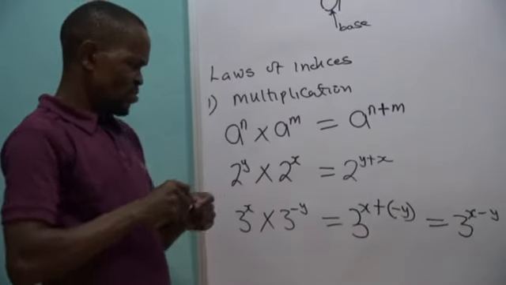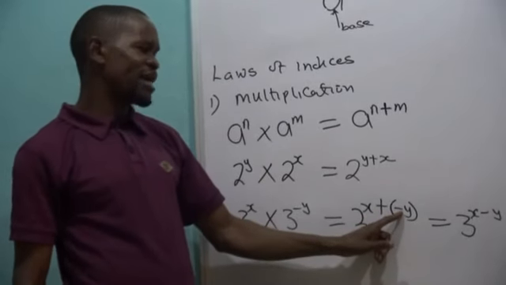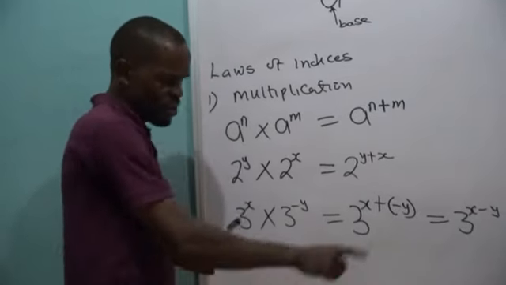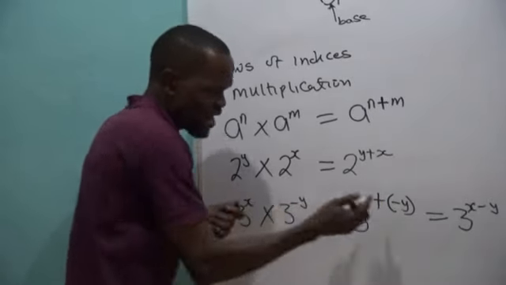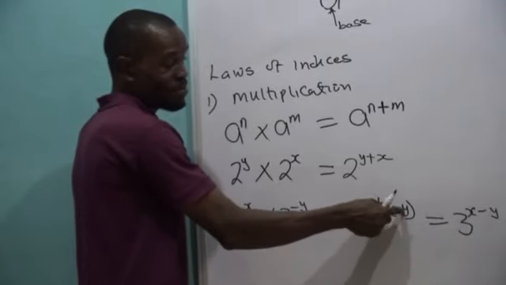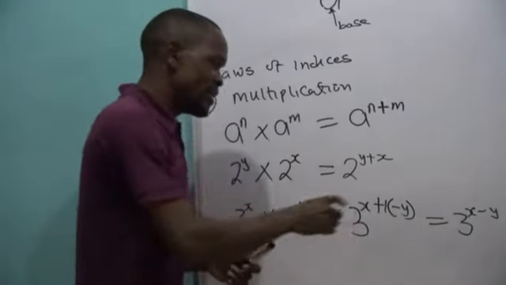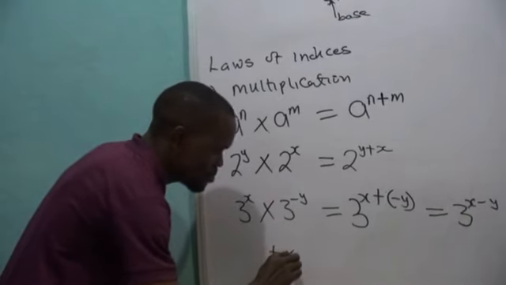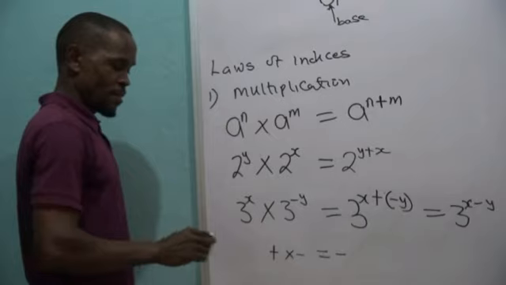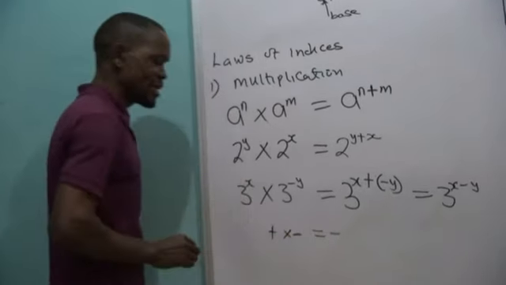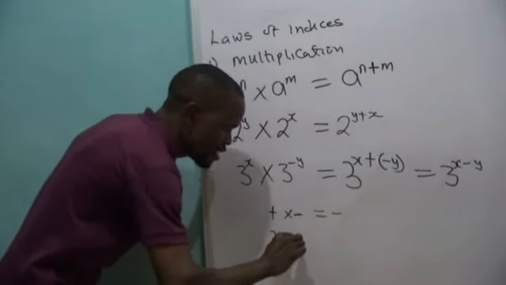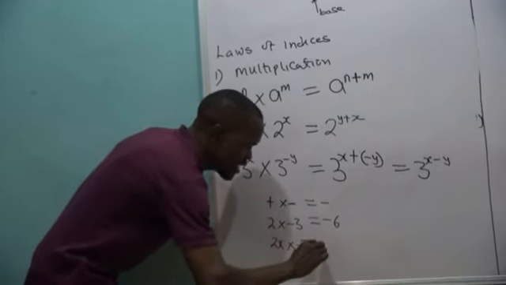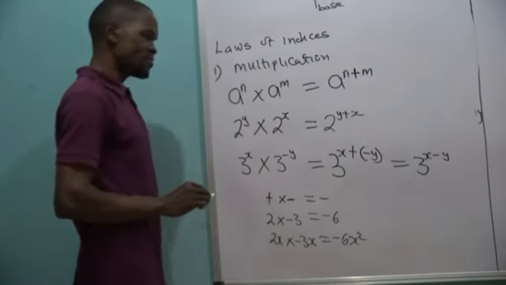Somebody will say how? This leads us to what we call plus times minus. You remember that we say anything we write is multiplied by 1. Therefore, this is multiplied by plus 1, times minus y, which gives you minus y. And therefore, we say plus times minus. Let us go to this. Plus times minus, the answer is minus. For instance, I have 2 times minus 3, the answer is minus 6. Therefore, if I have 2x times minus 3x, the answer is minus 6x squared. Are you getting what I'm saying?